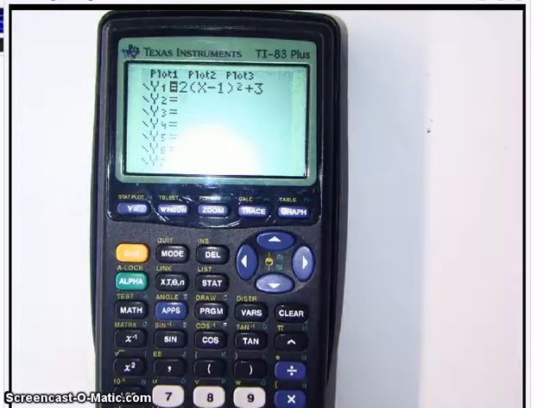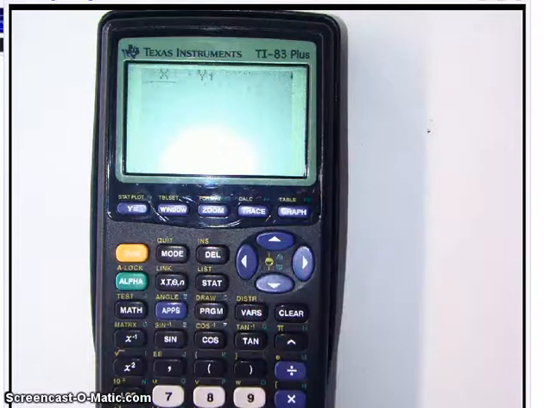One thing I forgot to say when we had the other screen up. In vertex form, A still tells you whether it's concave up or concave down, just like standard form. So will this problem be concave up or concave down? Up. Concave up because A is positive 2. Very nice. Let's go to the table.